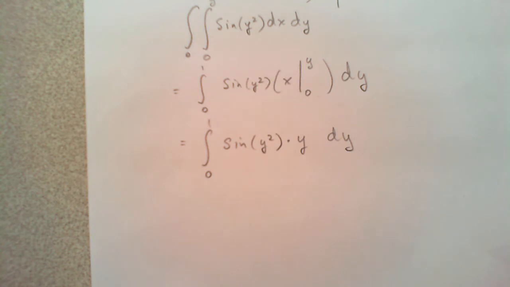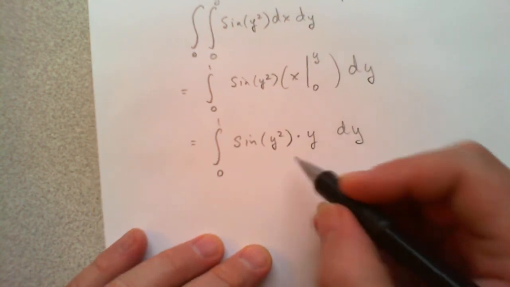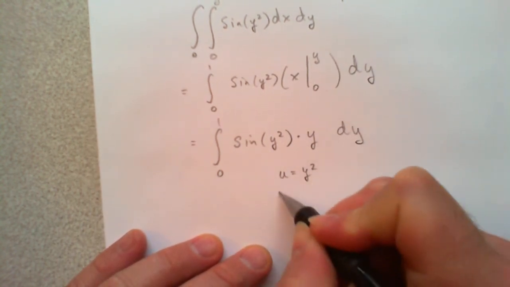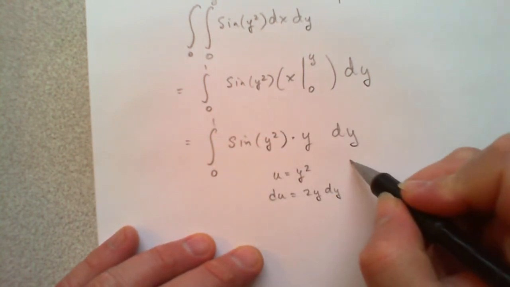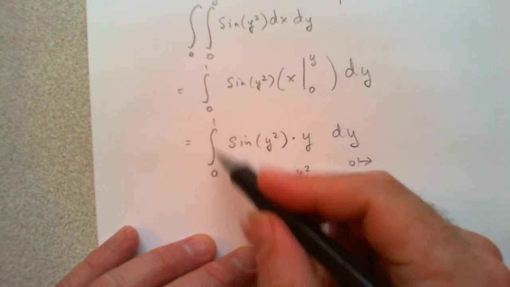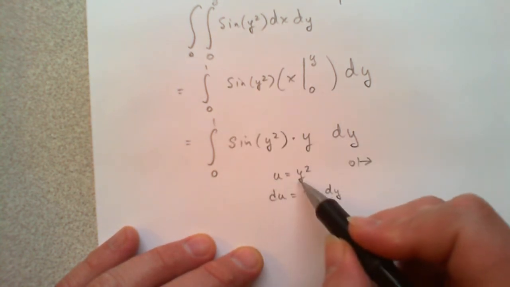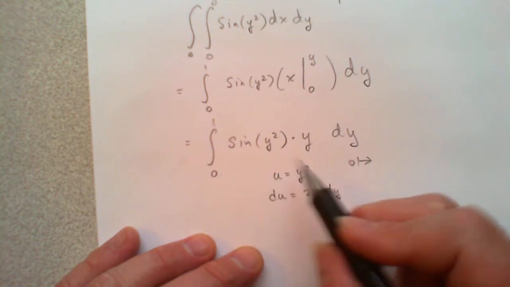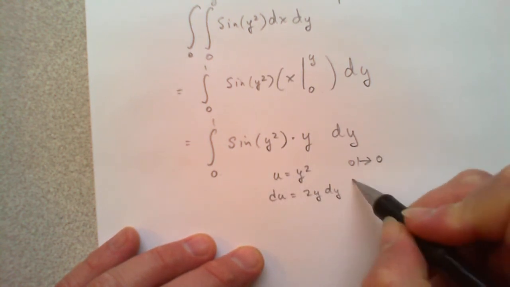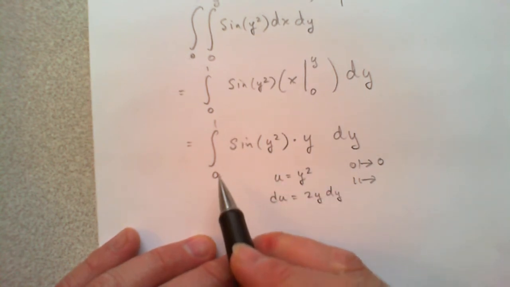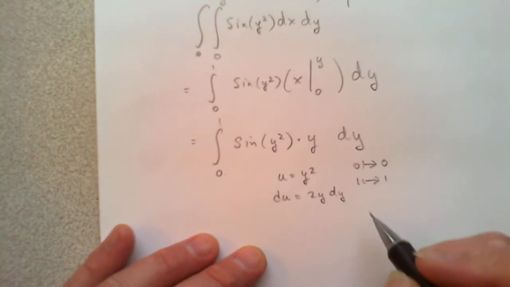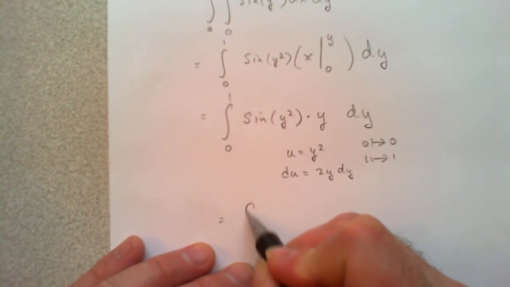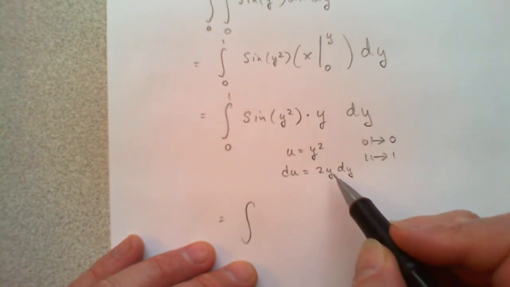Now that one's looking good because you could do a basic u substitution to cancel out this y right here. So I'd choose u equals y squared. du is then 2y dy. For the endpoints under this change of variables, plugging 0 into y squared, u is also going to be 0. And luckily there's not any real change going on because it's 0 and 1, and squaring 1 also remains 1.